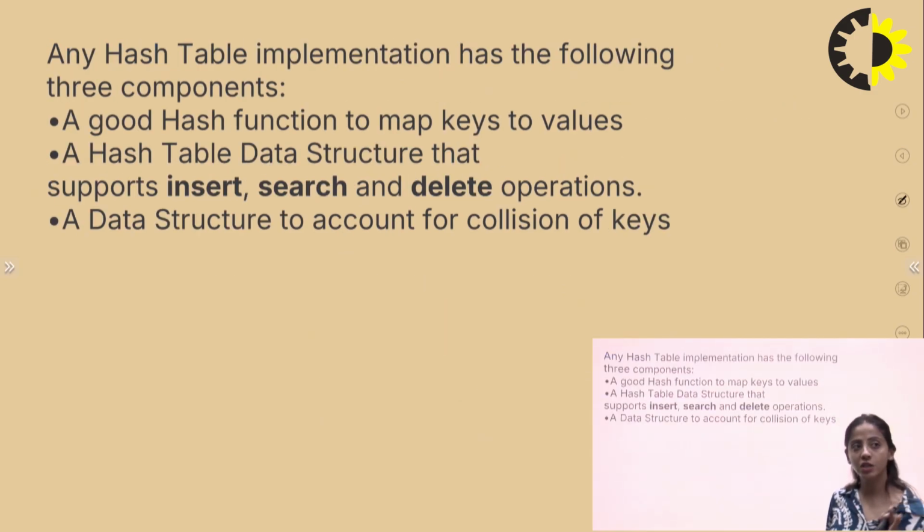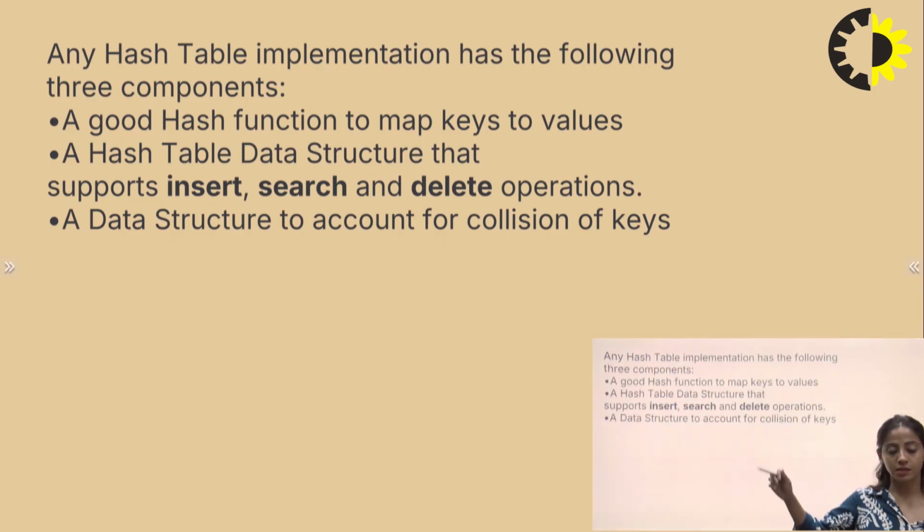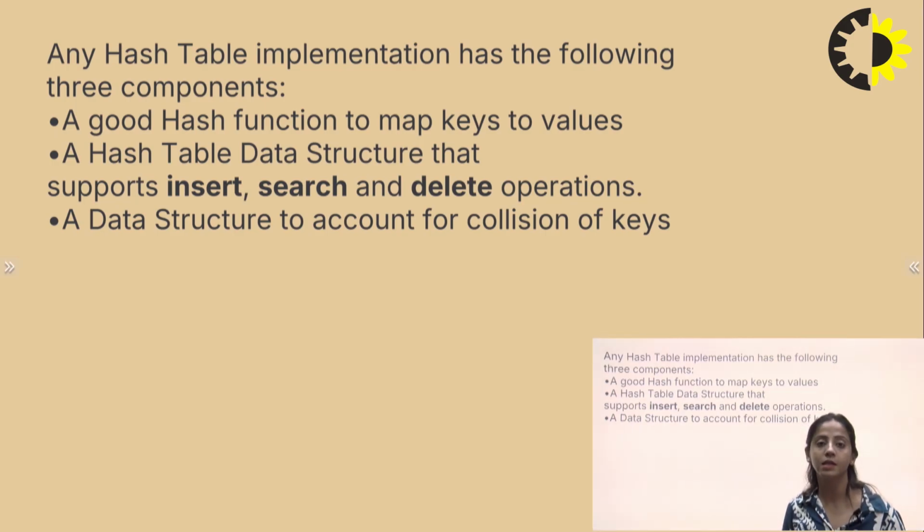Now, any hash table implementation has the following three components. First is a good hash function to map keys to values. Second is a hash table data structure that supports insert, search and delete operations. Third is a data structure to account for collision of keys. We will be studying collisions and how to handle them in the next lecture. This will be all for today, and I won't be taking any more data structures. I will be telling you about trees in the next lecture.